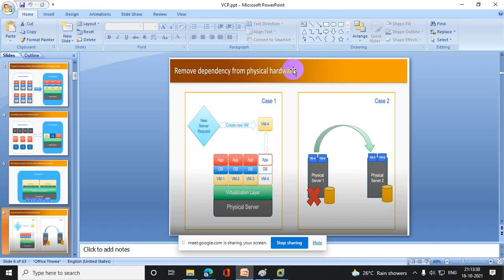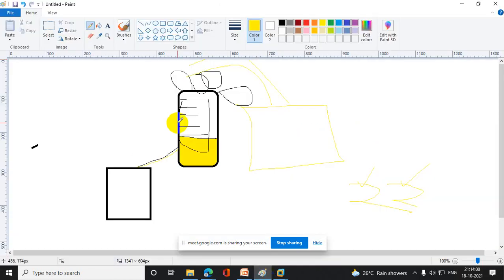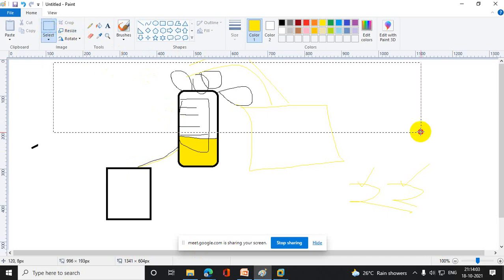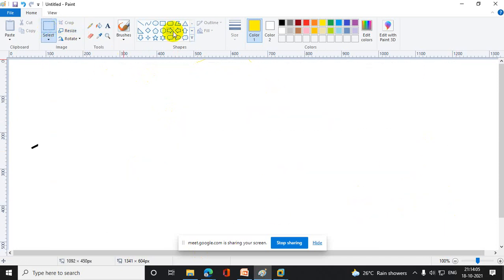Got my point? Let's say this is physical server 1 and physical server 2, and on it there is a virtual machine, a virtual application hosted. In case physical server 1 fails, what about the application on it? Where should they go? They also crash, right? But in VMware, there is a feature called VMotion.